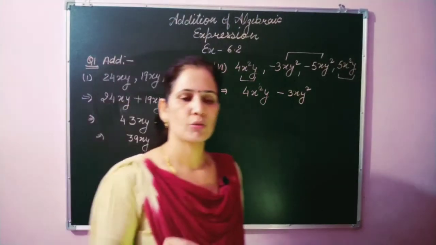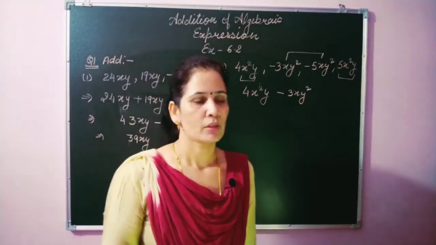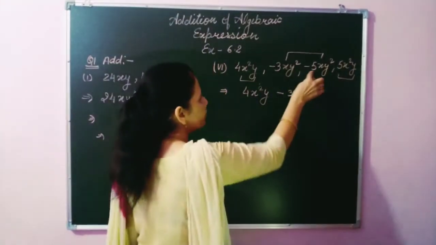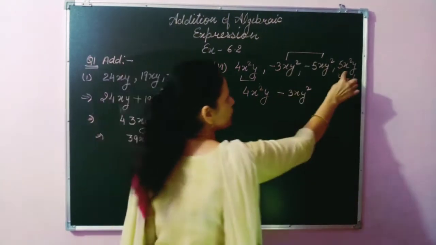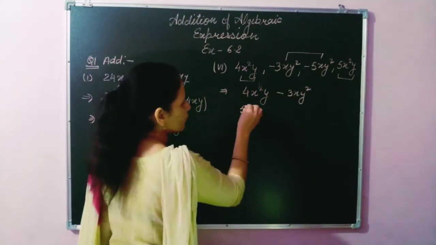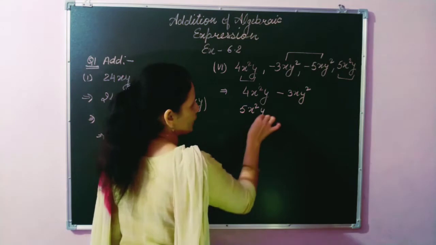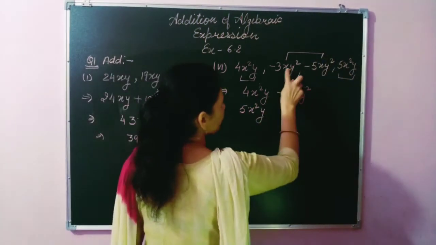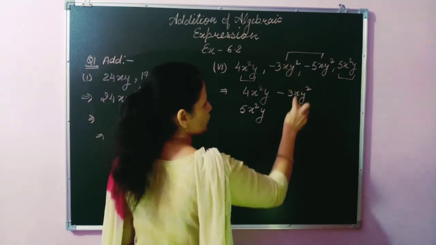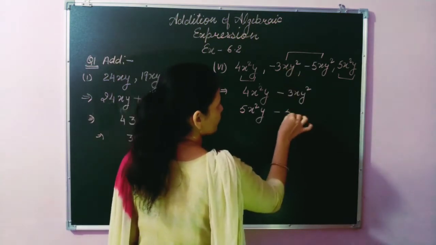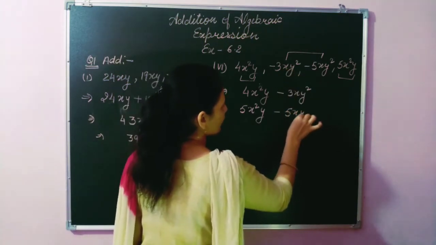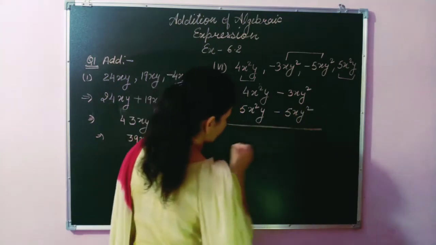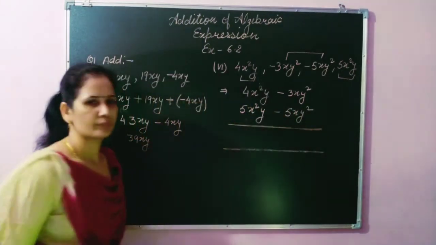Now students, whenever you arrange in a column, a like term must be written right below its like term only. So here is 5x square y, which we will write below 4x square y. Then after that 3xy square, then minus 5xy square. Now we have arranged this in a column.